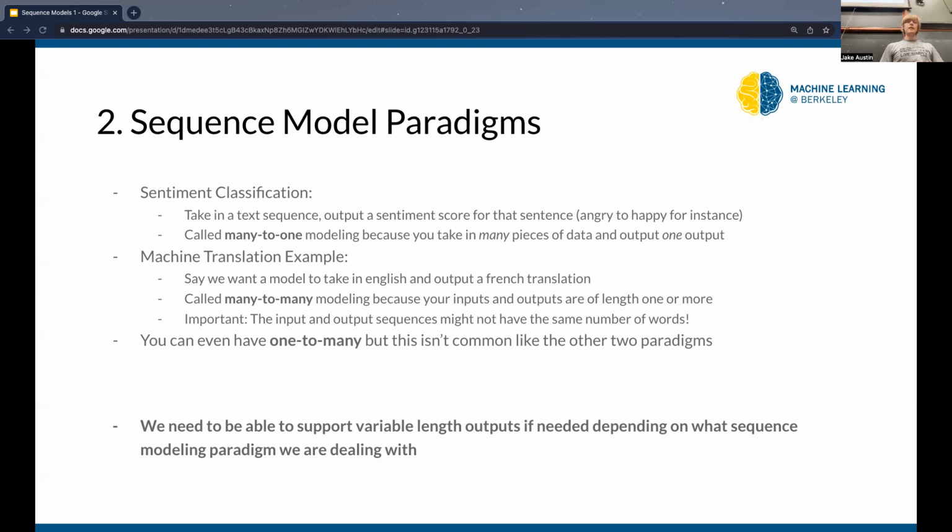Yeah, okay. So there are not just different sizes of inputs that we might want our model to be able to take in, but different sizes of outputs that we would also like to be able to get out from our model.